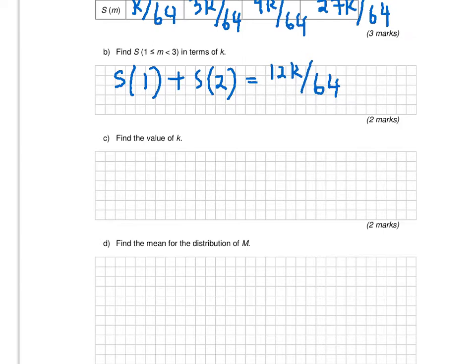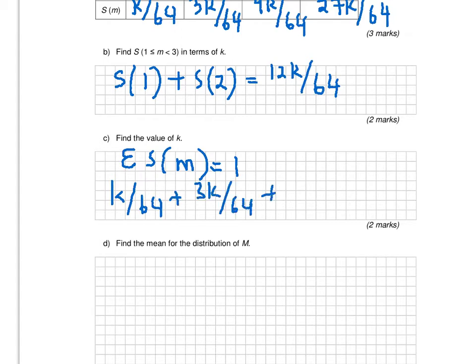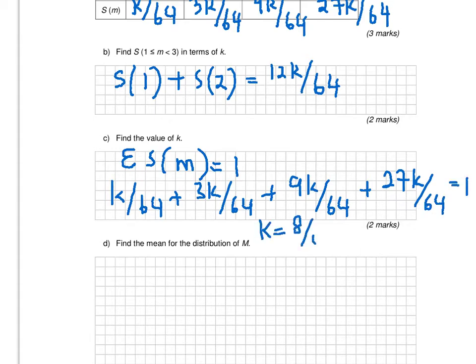Note the two important characteristics of probability, namely that the probability lies between the values of 0 and 1 inclusive. The second characteristic of probability is that the summation of all probabilities equals 1. So, using the latter characteristic, we have k over 64 plus 3k over 64 plus 9k over 64 plus 27k over 64 equals 1. Solving for the value of k, I have k equals 8 over 5, or I can leave it in decimals as 1.6.